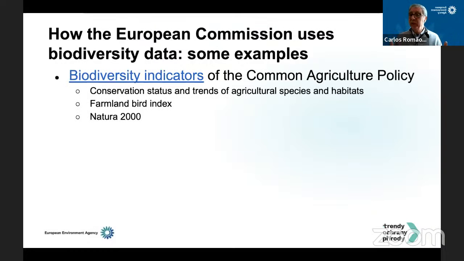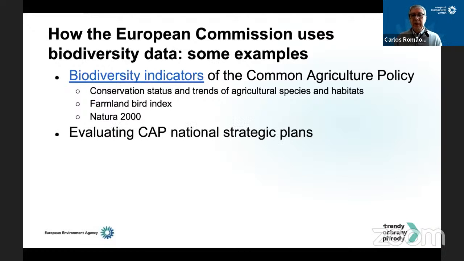There are some indicators, for instance, for the Common Agriculture Policy. And currently, for instance, these indicators on the conservation status and trends of agricultural species and habitats. The Farmland Bird Index is also used, and the Natura 2000 in terms of how much agricultural area is in Natura 2000. The Commission is also using the data reported by the countries to evaluate these CAP national strategic plans, which are the interpretation of the European policy and how it's transposed, what the countries are proposing to finance.